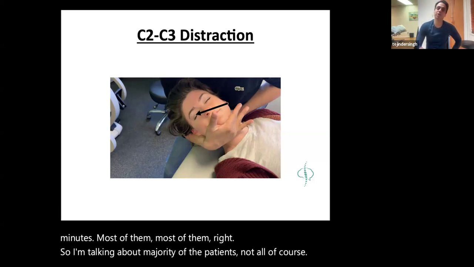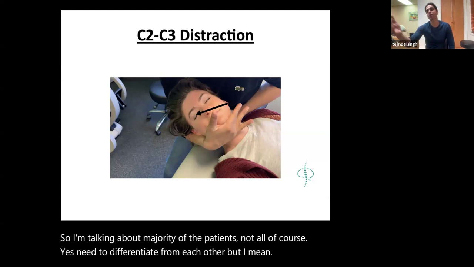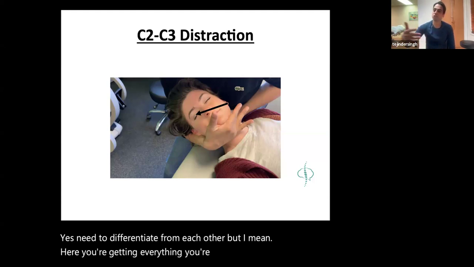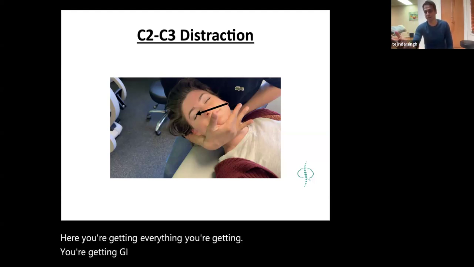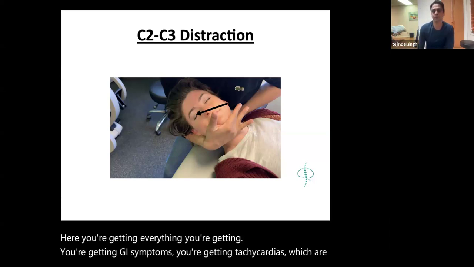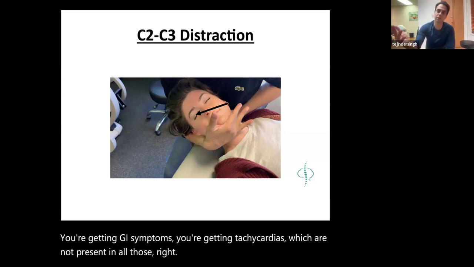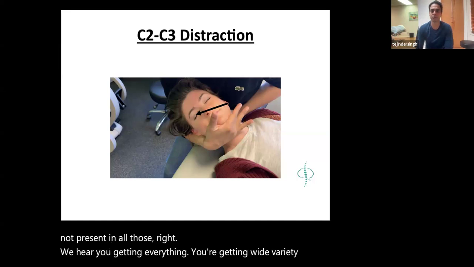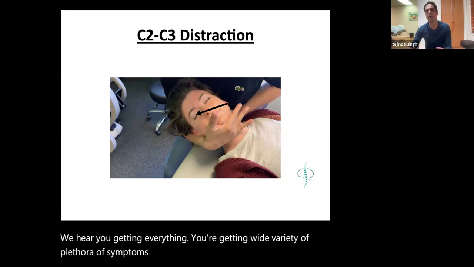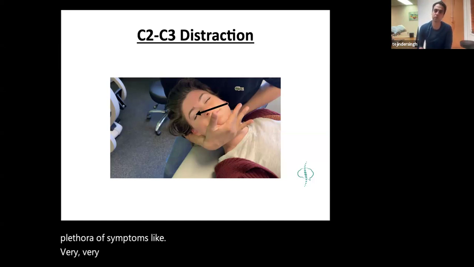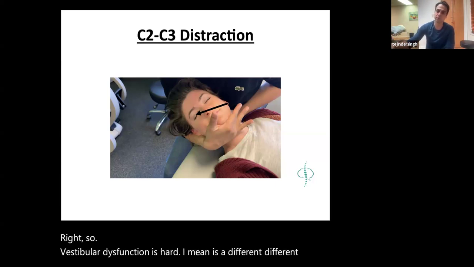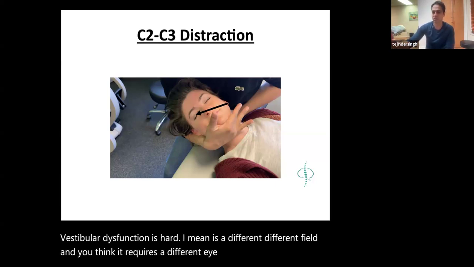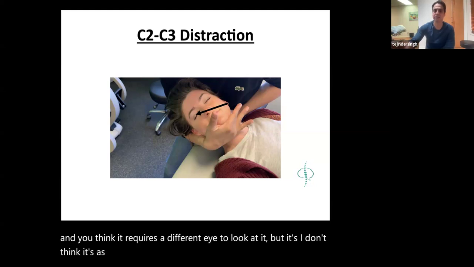You need to differentiate them from each other, but here you're getting everything. You're getting GI symptoms, you're getting tachycardias, which are not present in all of those. You're getting a wide plethora of symptoms, a very, very complex presentation. Vestibular dysfunction is hard, it's a different field and requires a different eye to look at it, but I don't think it's as complex or as challenging as this.